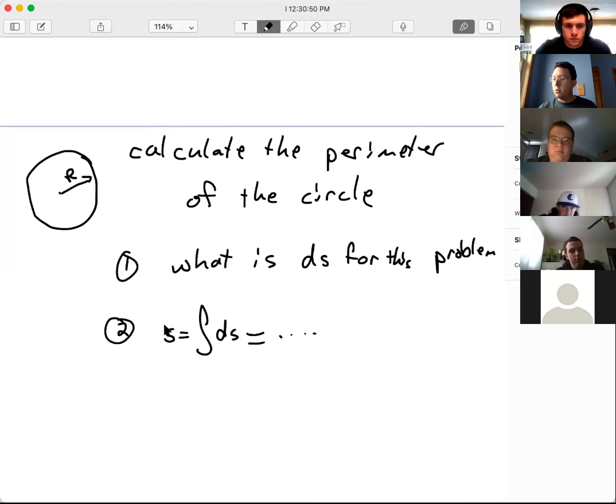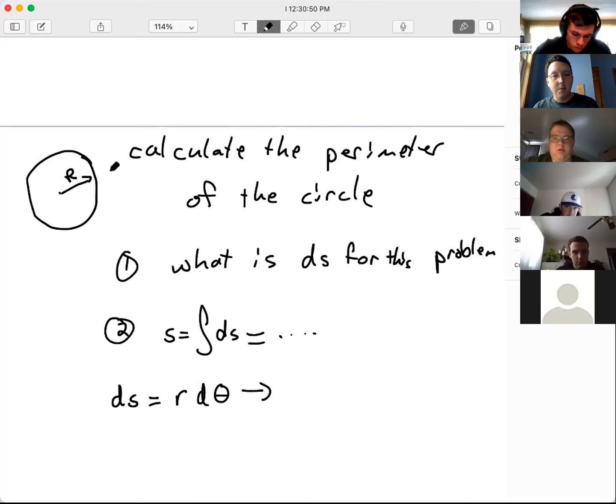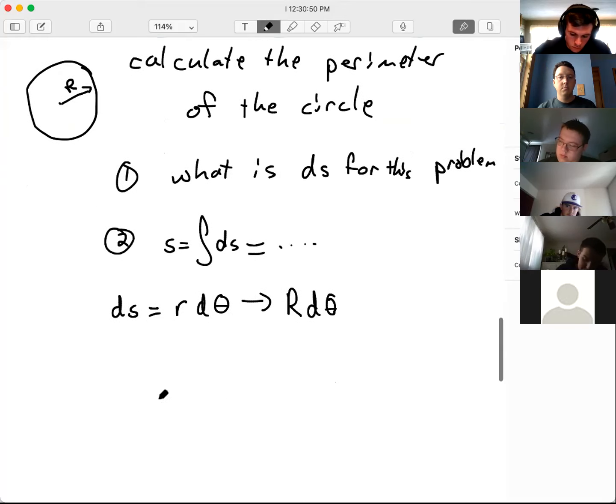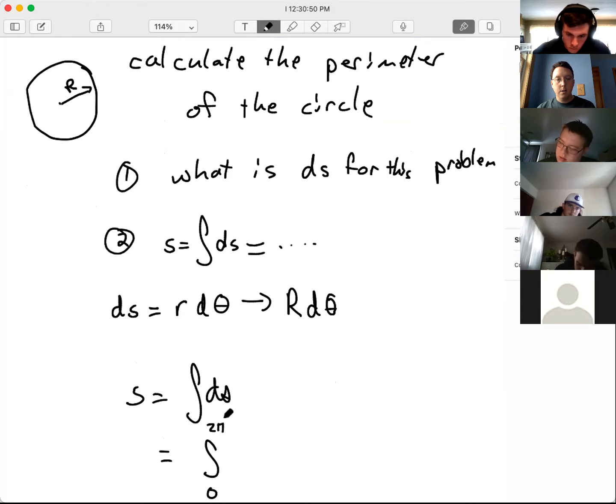So in this case, I'm going to choose polar coordinates. So I want to choose ds equal to r d theta, except that r, I said I'm going to call it capital R. And theta, as I go all the way around the circle, runs from 0 to 2 pi. So I would say that the arc length equals the integral ds, which is the integral from 0 to 2 pi of R d theta.